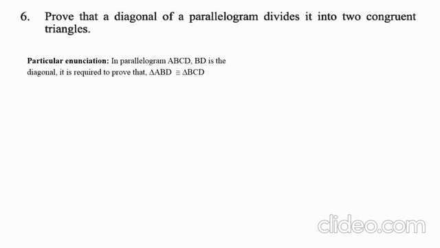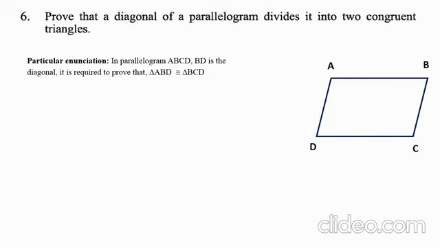Now we'll solve question number 6. Here we need to prove that a diagonal of a parallelogram divides it into two congruent triangles. So at first, particularization: we draw a parallelogram ABCD where BD is the diagonal. It is required to prove triangle ABD is congruent to triangle BCD.